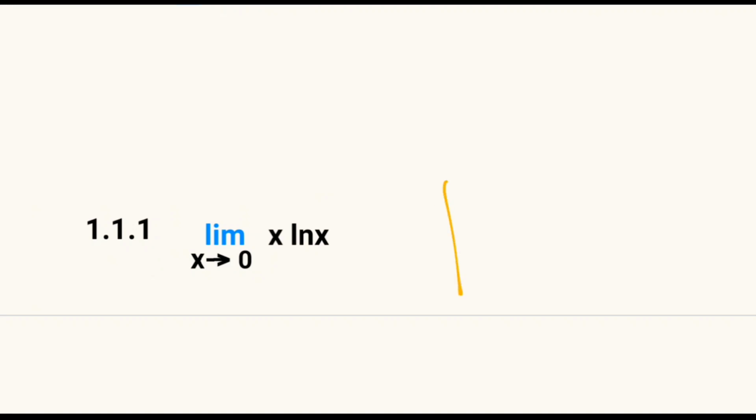Question 1.1.1: we have to evaluate the limit of x multiplied by ln x as x approaches 0. When we try to substitute for x, we get 0 multiplied by ln of 0, and ln of 0 does not exist. But what is the behavior of the graph of ln x as x approaches 0?